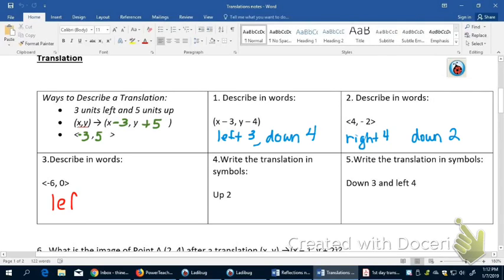So this would be left 6, and then you don't move any right and left, so you don't even have to write anything about moving left and right.